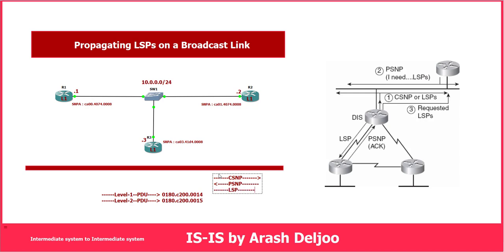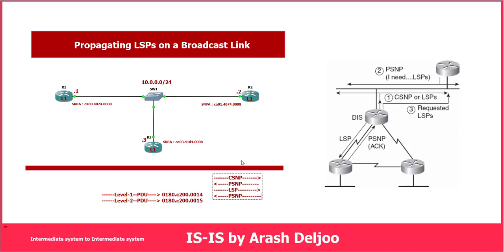And you know that CSNP contains the compressed format of the link state database, or a router ID or system ID, and also a sequence number. In PSNP, we have the request for receiving the complete information, and after that LSP contains the link states. Also, finally we need to send another PSNP to acknowledge the receiving of the LSP. This is the process of exchanging or propagating LSPs on a point-to-point link.